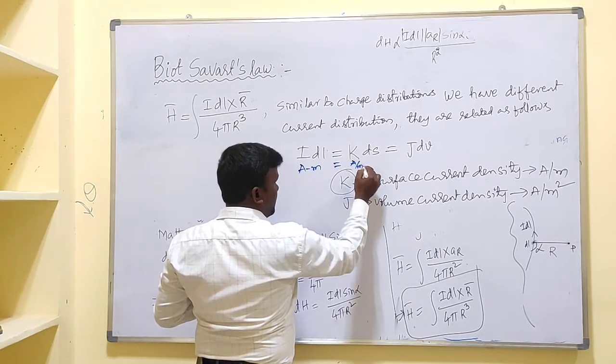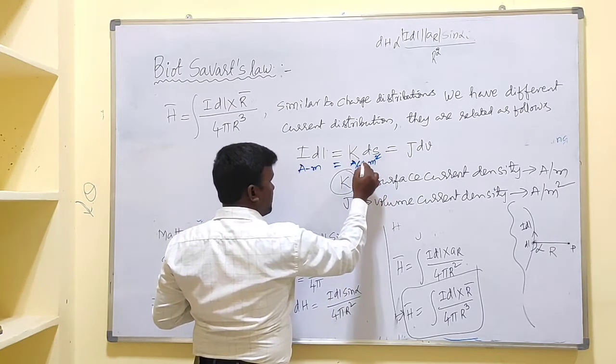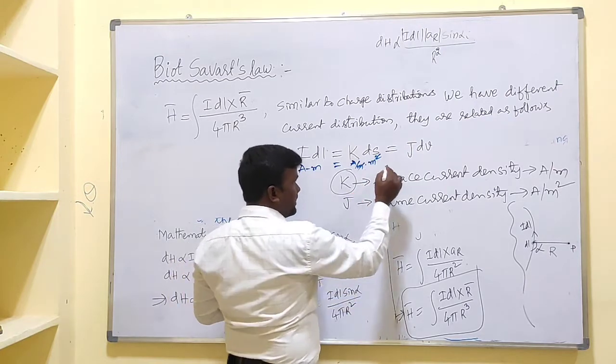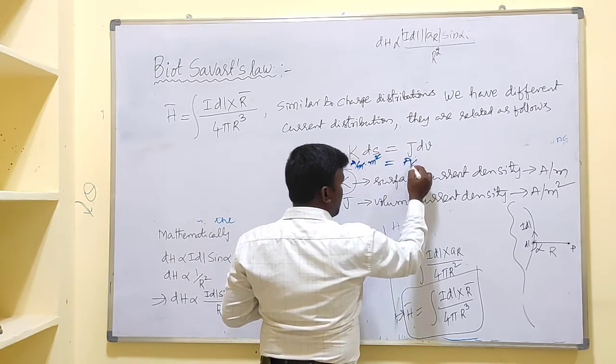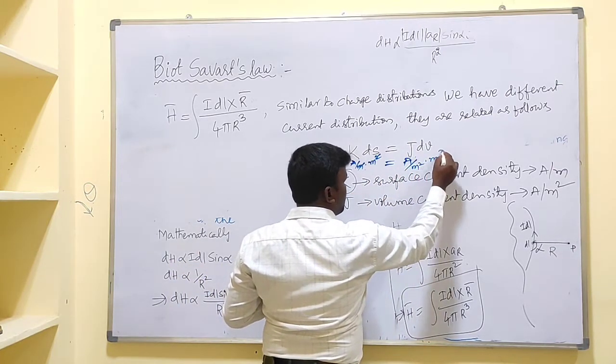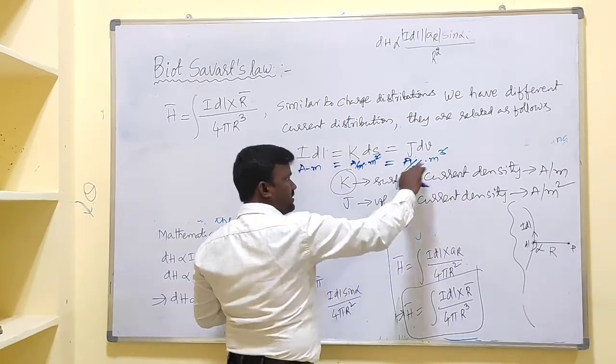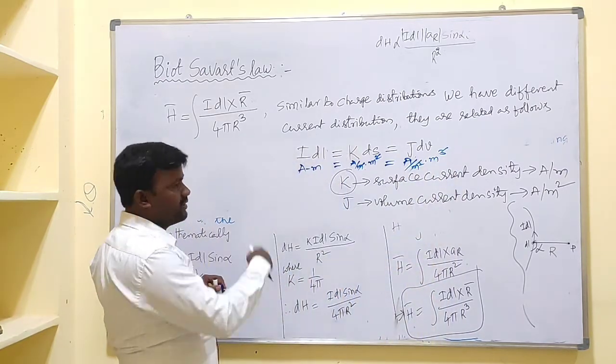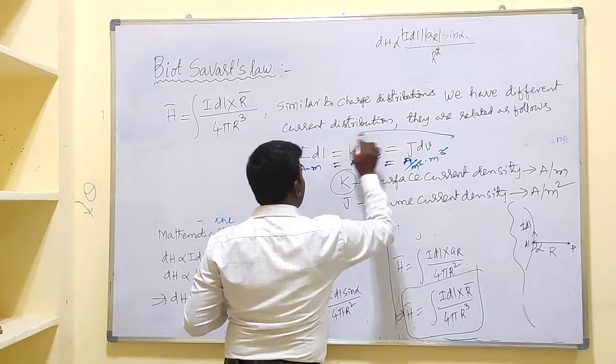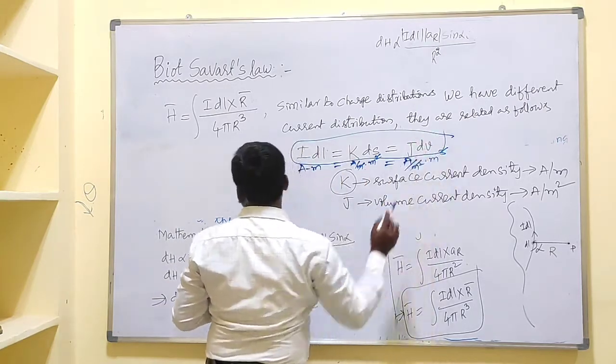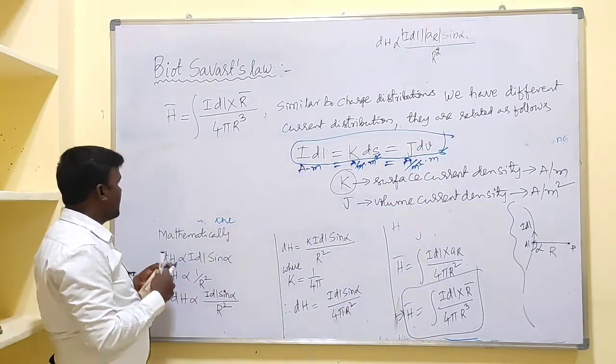per meter, and dS means meter square, here meter square cancels, that is amps into meter, and here amps per meter square. Volume means meter cube, so this cube and this one cancel, that is amps into meter. So that's why the units are satisfied. So I dl is equal to K dS equal to J dV. So that's why we can write H as what?